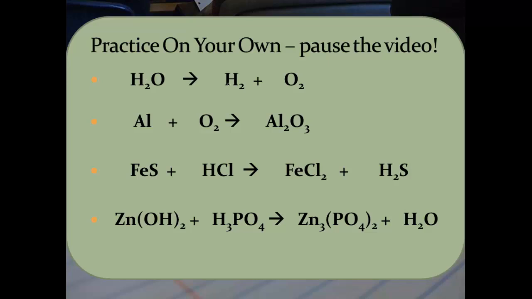On the first one, hydrogen's good, but oxygen needs to be balanced, so I need to put a 2 right there. And now I have 4 oxygen, so to take care of that, I need to put a 2 right there. And so that's the correct answer for the first one.